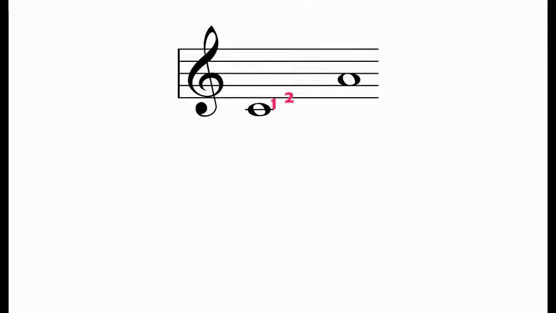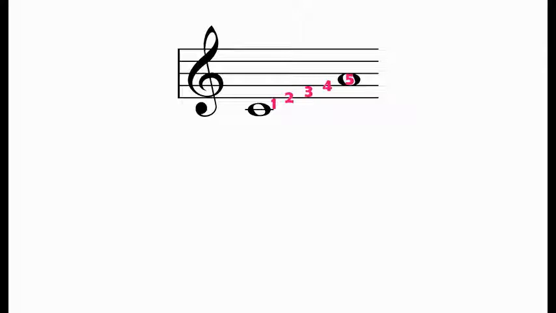Please remember when numbering intervals that you should always treat the bottom note of the interval as the tonic or first degree of your scale, and then work out which degree of the scale the top note is. A common error when working out intervals is to simply count the number of notes between the two notes of the interval like this: 1, 2, 3, 4, 5.